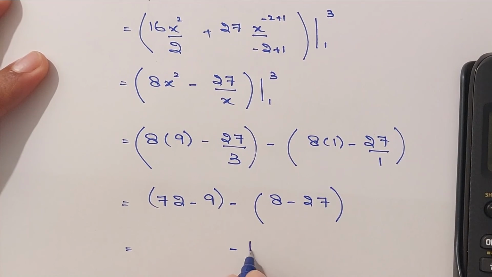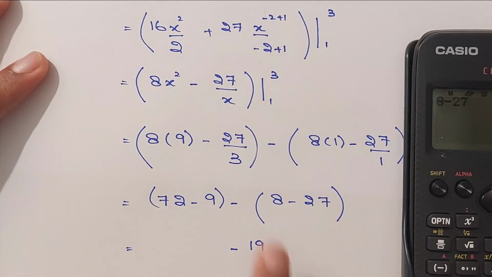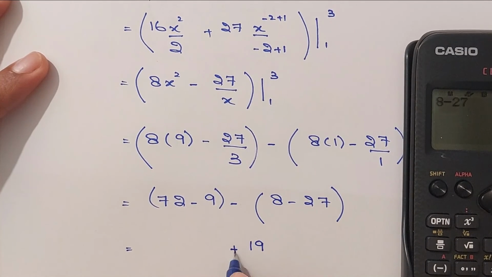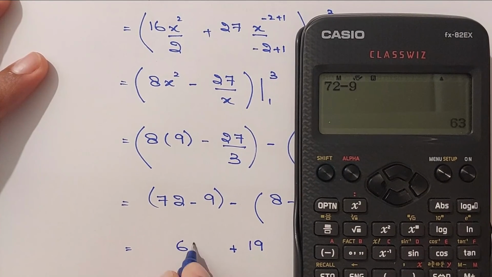Okay, this is 19, and this is negative of 19, and negative times negative is positive. If I open, 72 minus 9 is 63, and 63 plus 19 is 82. Okay, this is 82, right?